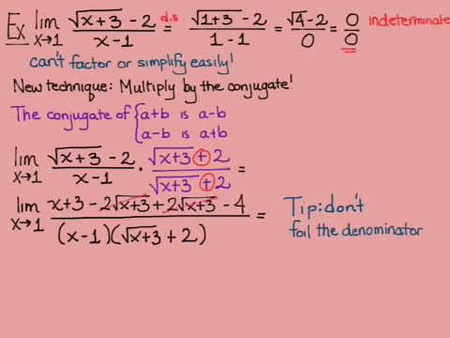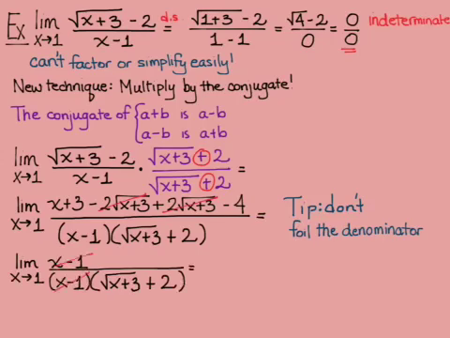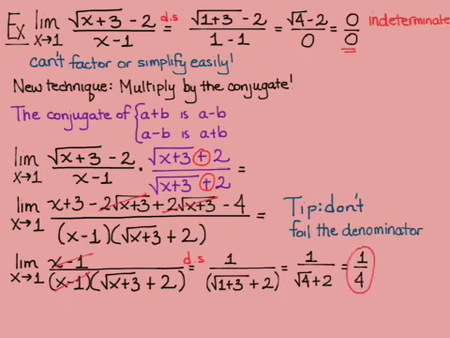When we simplify the numerator, we see that the negative 2 times the square root of x plus 3 and the positive 2 times the square root of x plus 3 cancel out. So we're left with the limit as x goes to 1 of x minus 1 divided by x minus 1 times the square root of x plus 3 plus 2. Notice that the x minus 1 cancels from the top and the bottom, and now doing direct substitution we get 1 over the square root of 1 plus 3 plus 2, which is 1 over the square root of 4 plus 2, or 1/4.